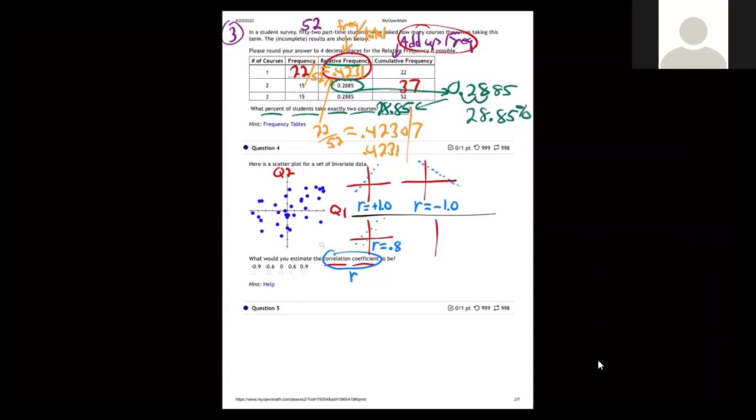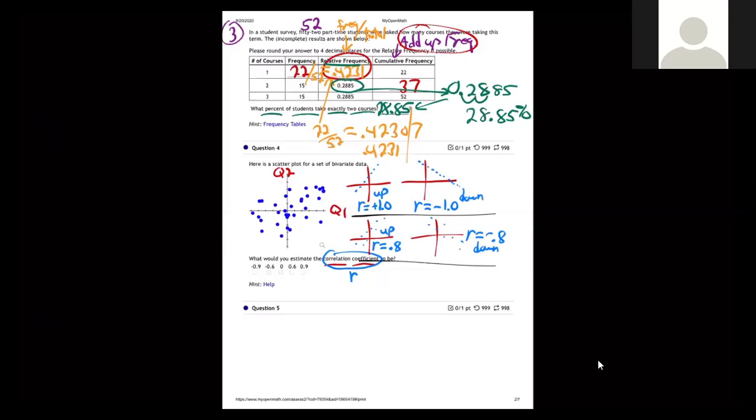And if the dots go down kind of loosely, not a perfect line, we would say your R value may be negative 0.8, because they're going down. So R is positive when it's going up, and negative when it's going down. And the closer the dots fit to a line, the closer the R is to 1. Let me give you another example.